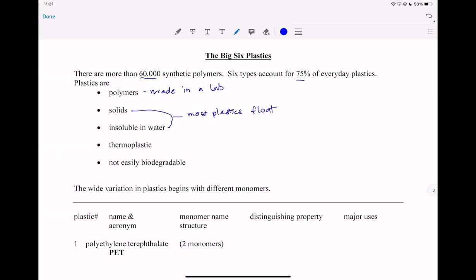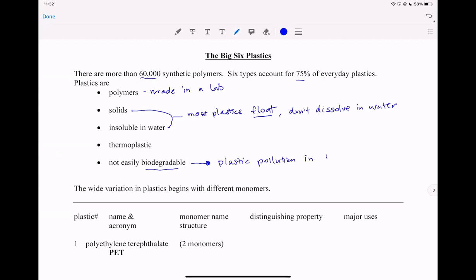They're not going to dissolve in water, at least not easily. And that's a good thing if you're talking about a plastic water bottle. If you want to store your water in something, you want that container to not dissolve. And it should be a solid, unlike the liquid that you're storing in it. But the problem is that because plastics float and they're not easily biodegradable, this has led to plastic pollution in the ocean.